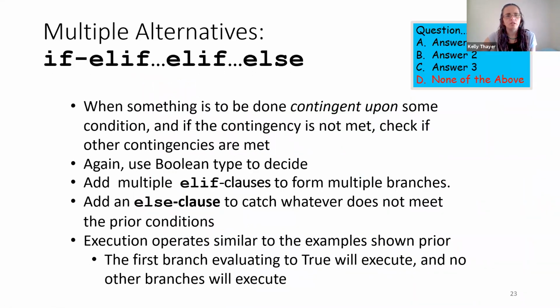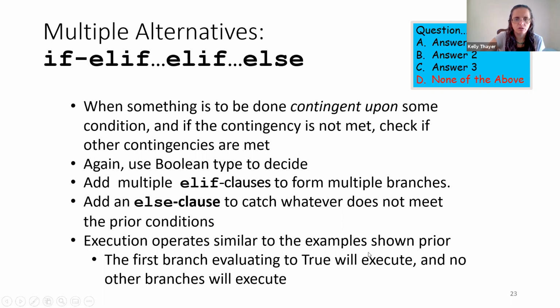There is also the possibility of multiple alternatives. So when something is to be done contingent upon some condition, and if the contingency is not met, check if other contingencies are met. Again, we will use the Boolean type to decide. We'll use multiple if clauses to form multiple branches, just as we have done in the chain case. We're going to add an else clause at the bottom to catch whatever does not meet the prior conditions. So this is similar to the if-else setup.